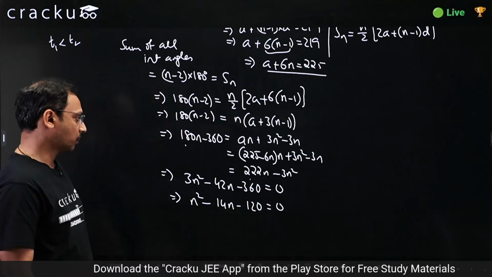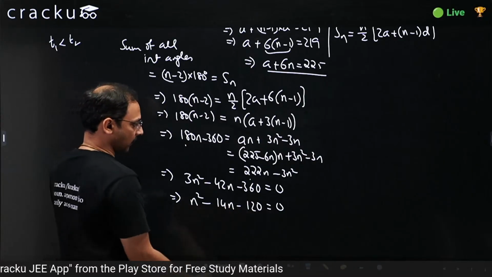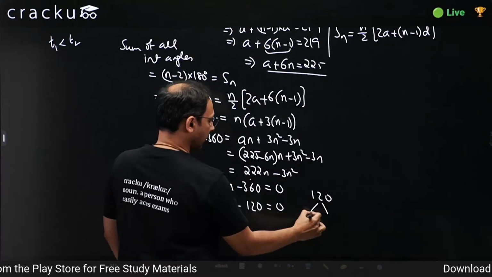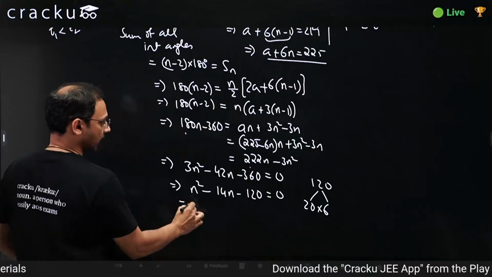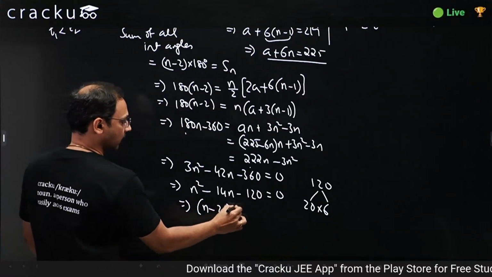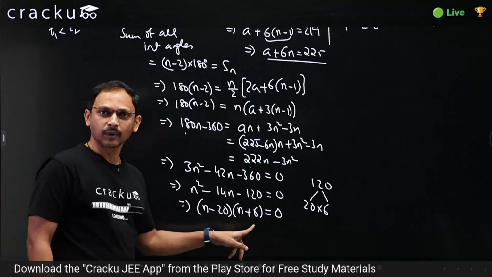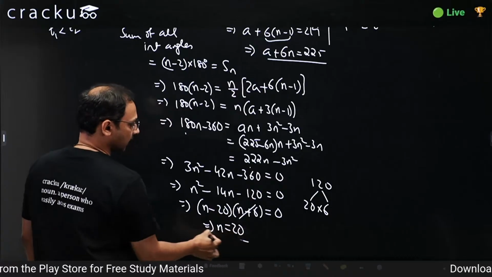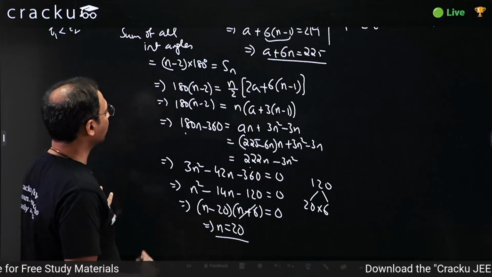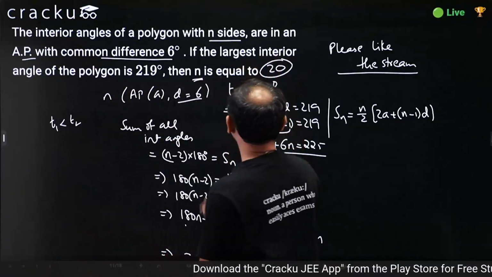So how do you split this into two factors? 120 we have a into c. 120 I can write as 20 into 6. Their difference is 14. So I can write this as n minus 20 into n plus 6 is equal to 0. Now n is the number of sides of the polygon. It cannot be negative. So the number of sides of the polygon should be 20. So it's a polygon of 20 sides. That is going to be the answer.